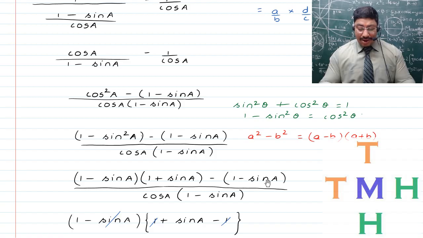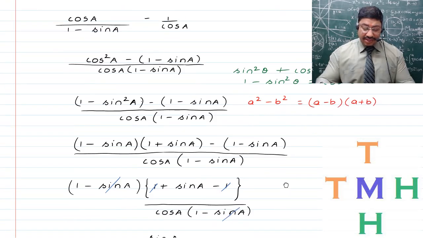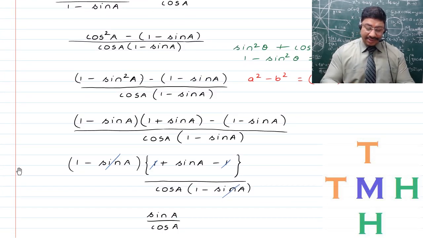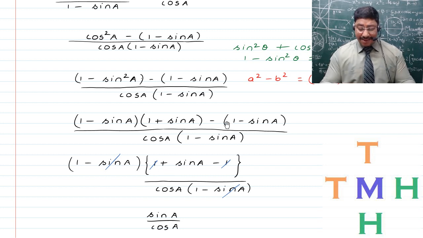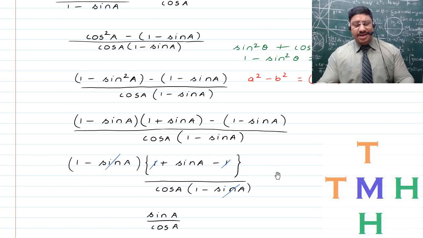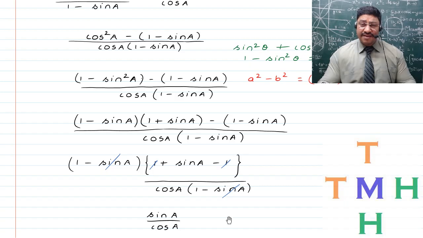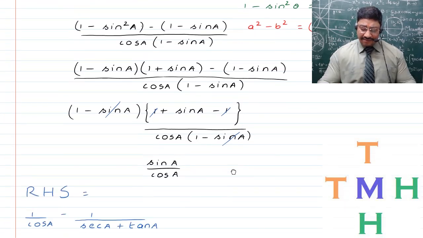And minus 1 minus sine A. Now next, what we do is, if we take this 1 minus sine A common outside, we will now be left with 1 plus sine A minus 1. Now we find that this plus 1 and minus 1 will get cancelled, and you'll be divided by cos A times of 1 minus sine A. Now this 1 minus sine A will get cancelled from the numerator and from the denominator, and then you will just be left with sine A upon cos A. So this is the most simplified expression which is possible from the left hand side.